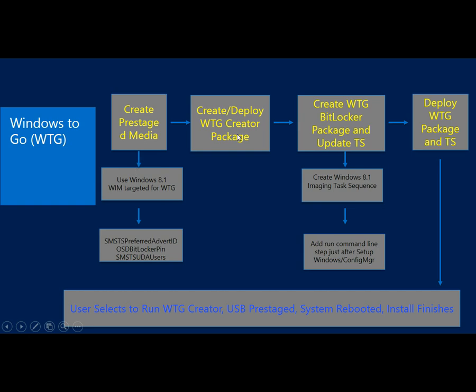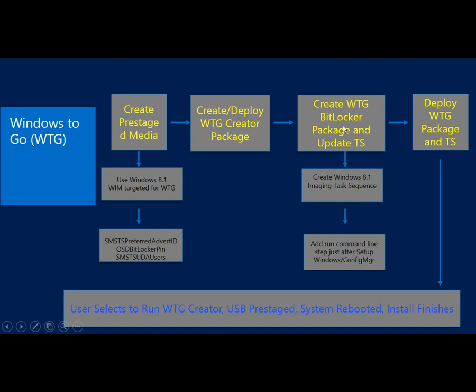And then we're going to create and deploy a Windows to Go creator package. So we actually are going to load the Prestaged Media, in this case, with Windows to Go Creator. So typically, with Prestaged Media, in order to deploy that Prestaged Media, we will actually create a task sequence that will do it. In this case, that's not how we're going to do it. We're instead going to use the Windows to Go Creator tool, and you'll see in that tool where I specify the WIM file. Again, I'll walk through this.